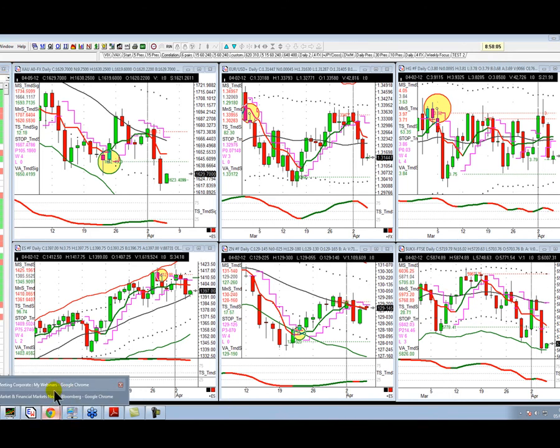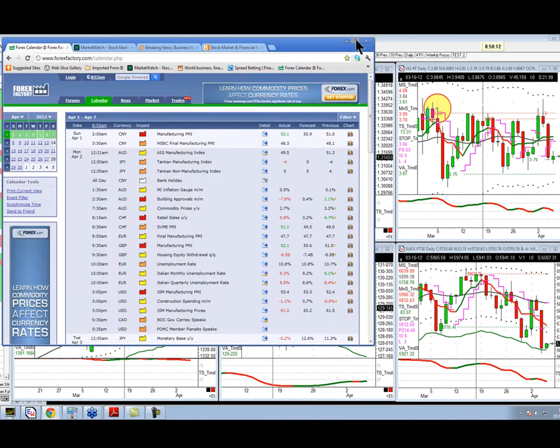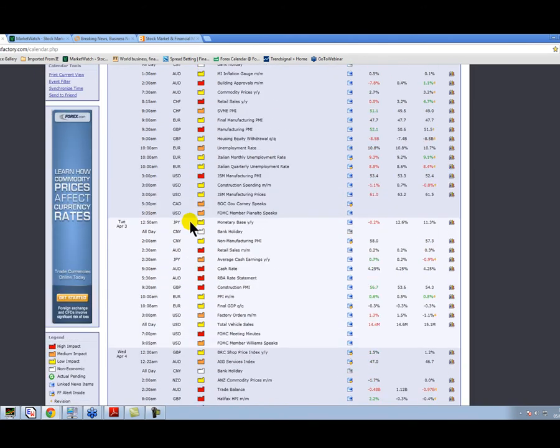Let's just go back to our news. If you recall, we're looking at our calendar. We looked at it on Monday, when we discussed the key events of the week. One of the key events was this FOMC. These are the minutes for the Federal Open Market Committee, the rate-setting committee in the United States, the largest economy in the world.